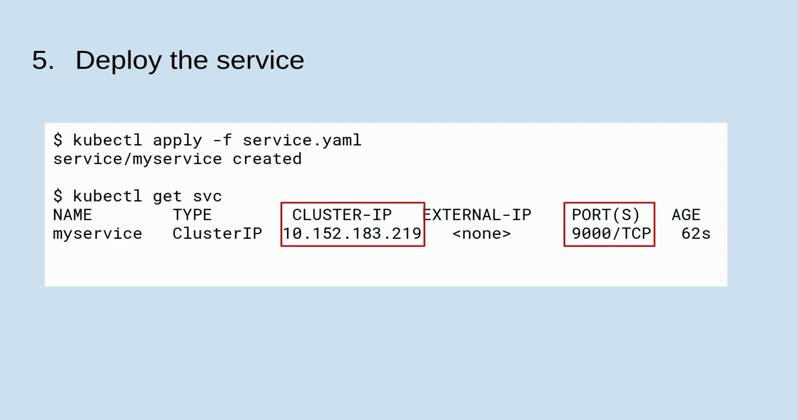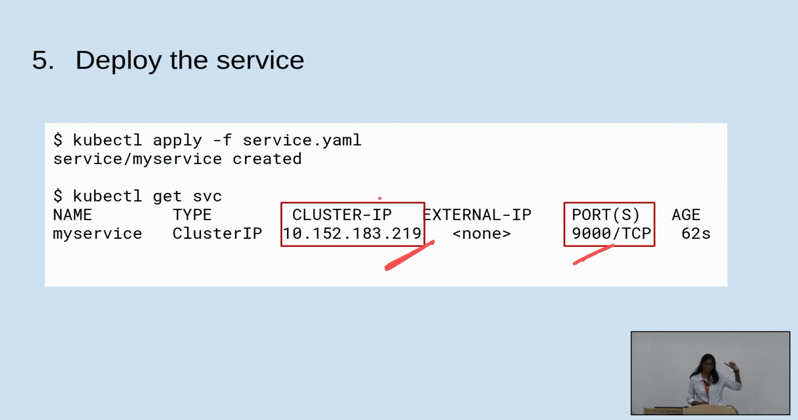Yeah, so I hope you're able to deploy the service. It should have a port and a cluster IP. This cluster IP is the same cluster IP I was referring to before. So this is the IP with which any pod in this cluster can now reach the service, and this is the port that it is accessible on.